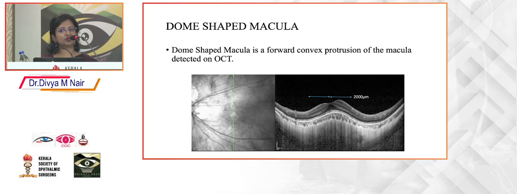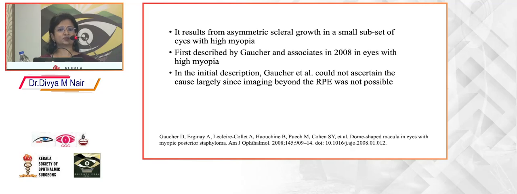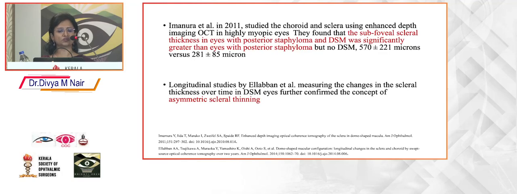The next one is dome-shaped maculopathy. This is the reverse of a staphyloma, where we have a convex protrusion of the macula detected on OCT. And this also is a result of asymmetrical scleral growth. It has been studied by many people in earlier years, but because EDI OCT and deep-imaging OCT were not available, the pathology was not well known.